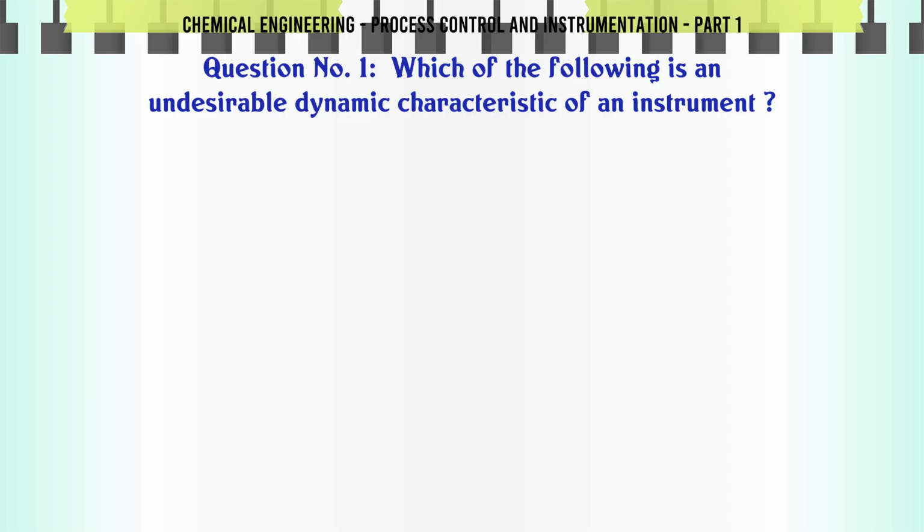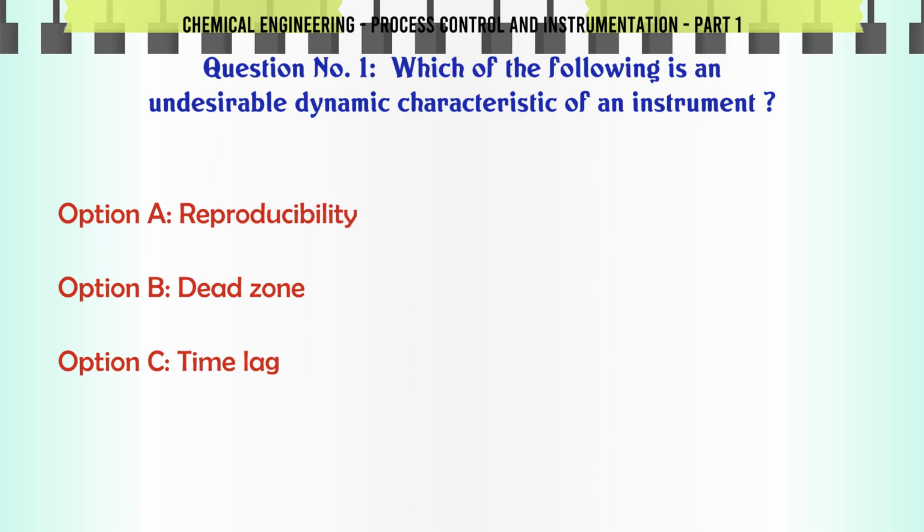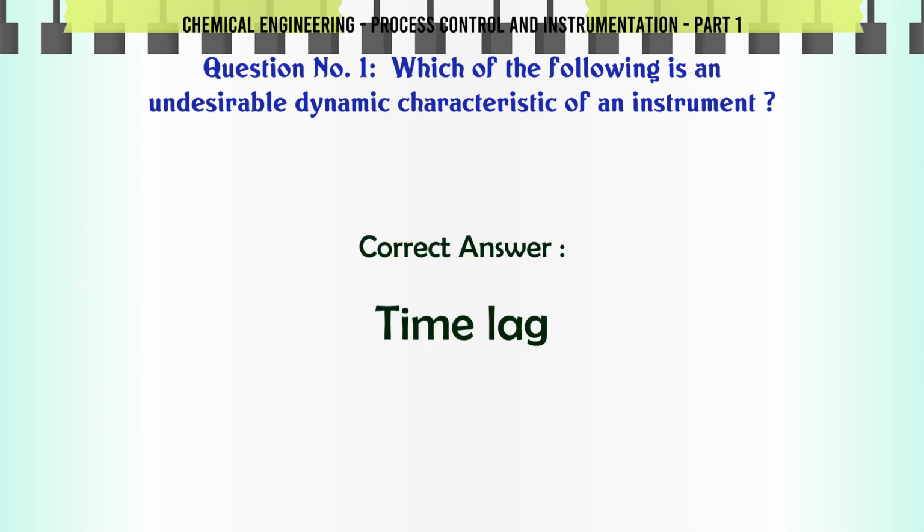Which of the following is an undesirable dynamic characteristic of an instrument? A. Reproducibility. B. Dead zone. C. Time lag. D. Static error. The correct answer is time lag.